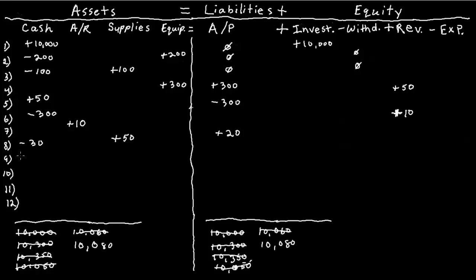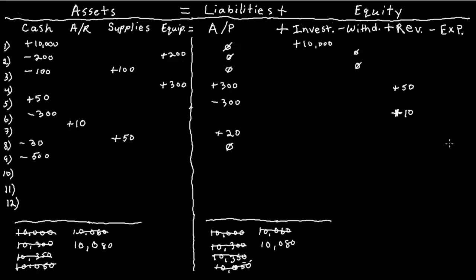For number 9, let's say that we paid rent for $500. So $500 worth of rent means that we just lost $500 worth of cash. So that cash is going to go down by 500. And now, because this is something we're paying immediately, not sometime in the future, it's not an account payable. So I'll just write 0 over there, because it's not an account payable. And because we're paying it immediately, it's going to go under an expense, because rent is an expense, and it's a payment that we're making immediately.